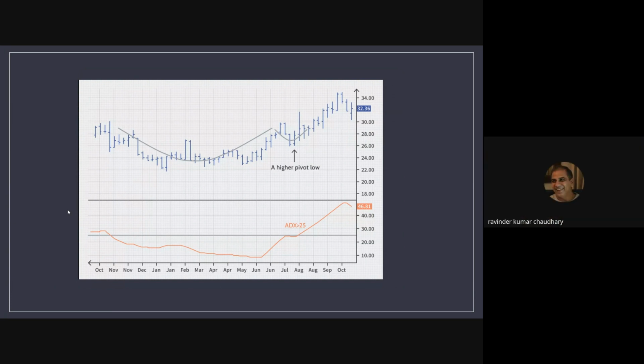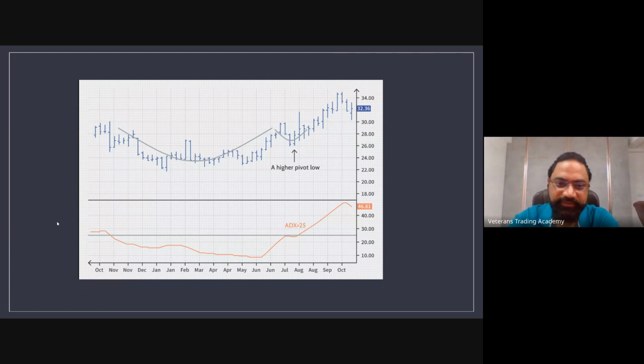Abhishek, what you explained that above 25 ADX, there's a plus DI and minus DI. What is that? So basically, ADX is calculated with the help of the plus directional indicator and the minus directional indicator.